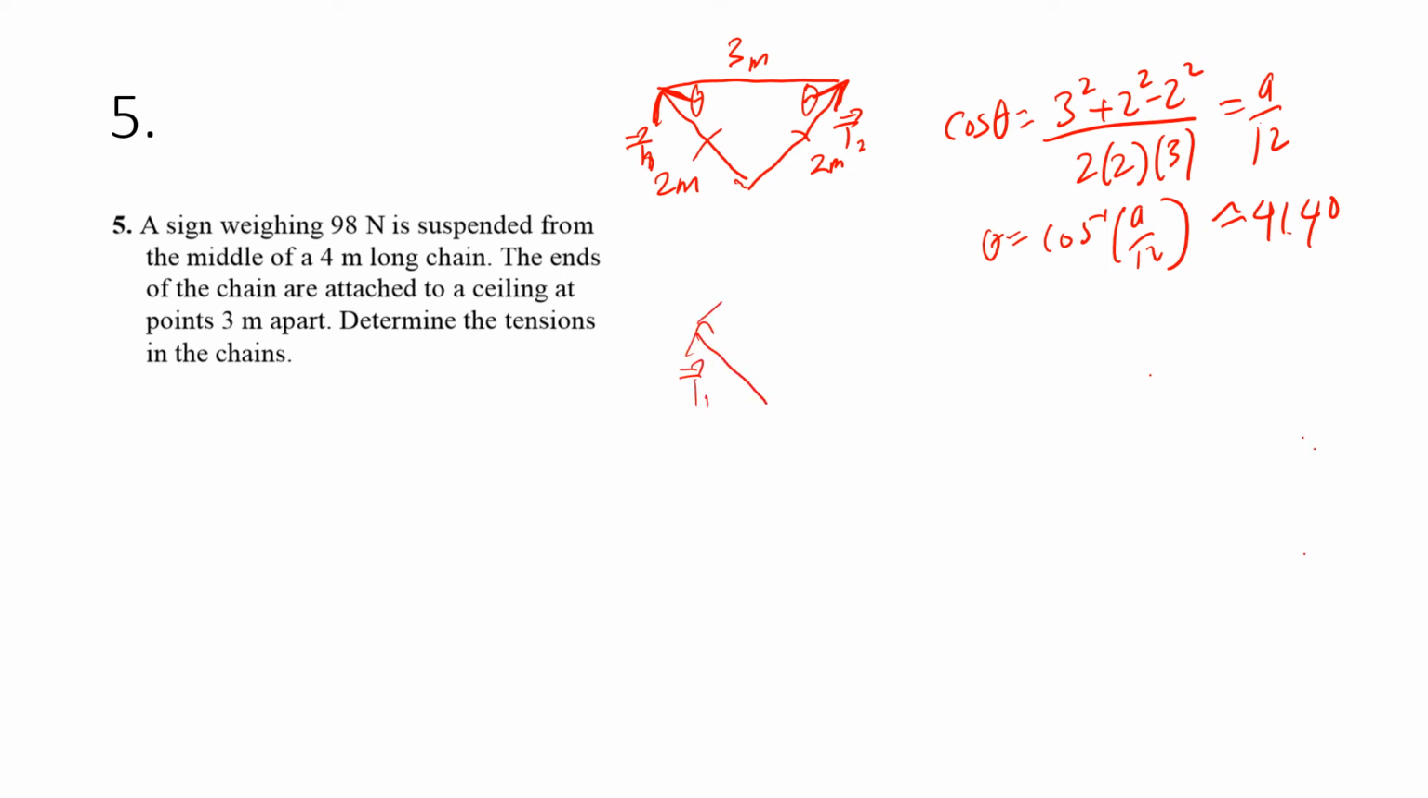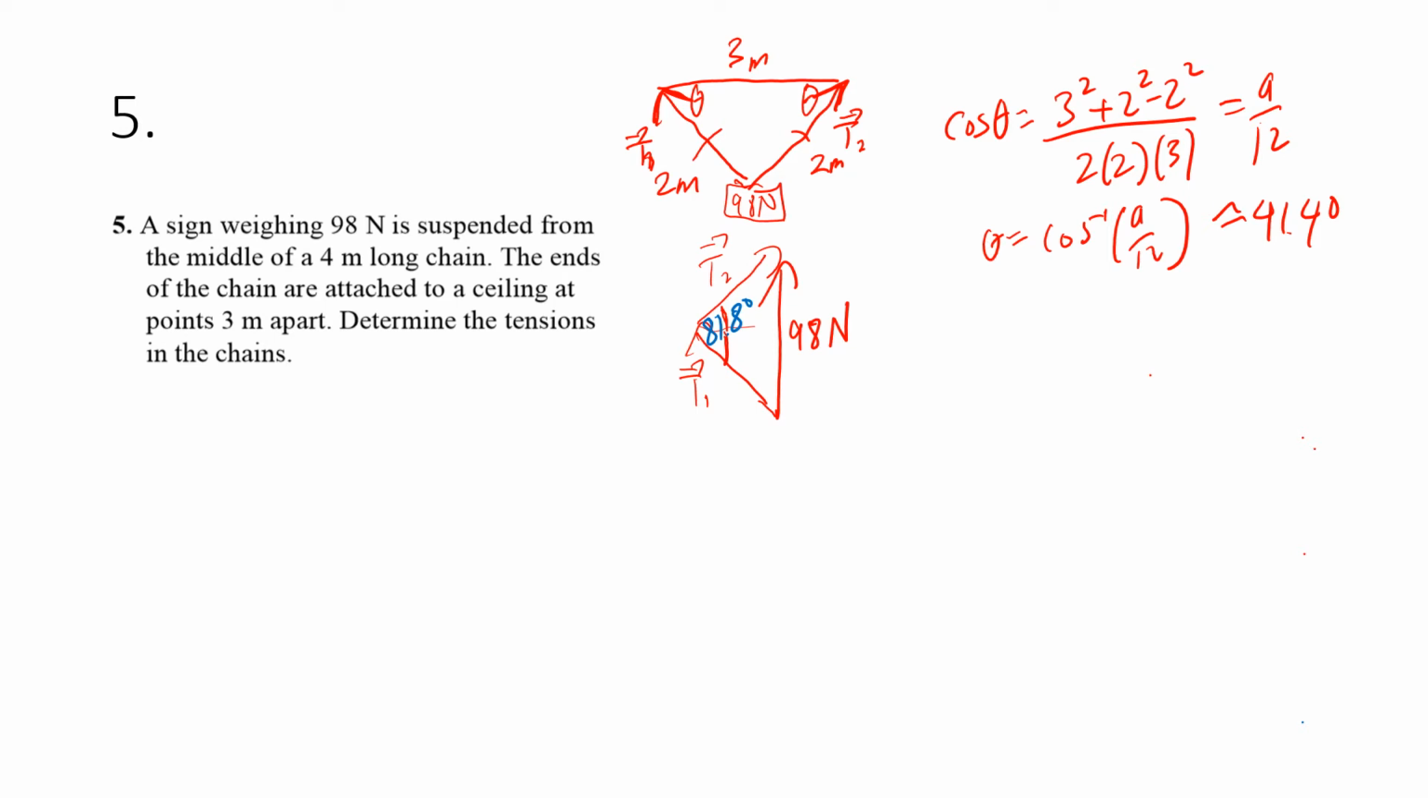Now that we know it's 41.4 degrees, I'm going to redraw the tension vectors. I'm going to move the second tension vector up here. Using our alternate angles, if both of these are 41.4 degrees, then this whole angle would be 2 times that, 81.8 degrees. When these two are added up, it gives us the opposite vector to the sign, so this is also 98 newtons.